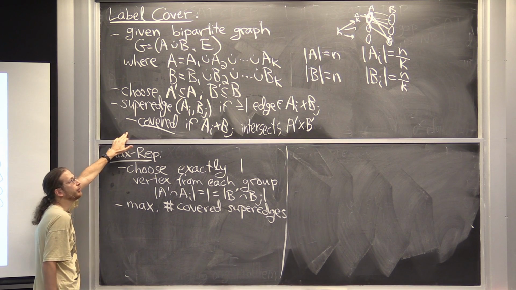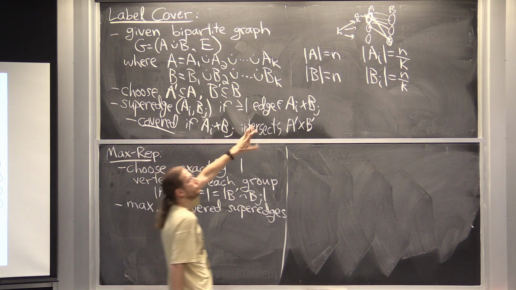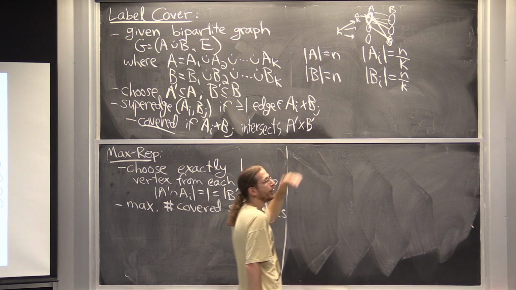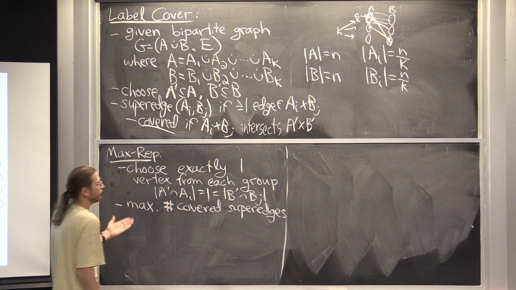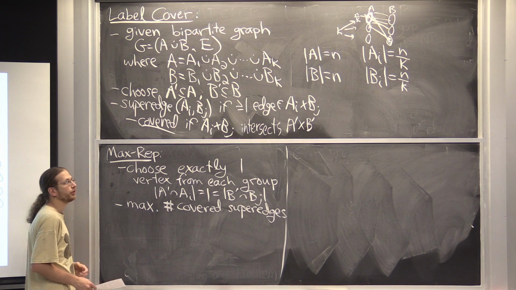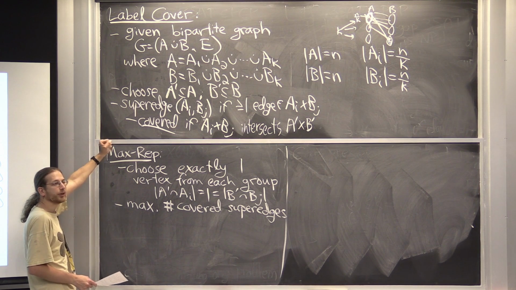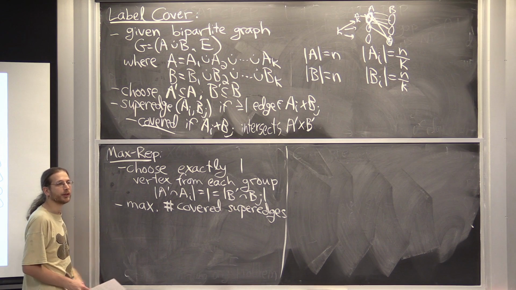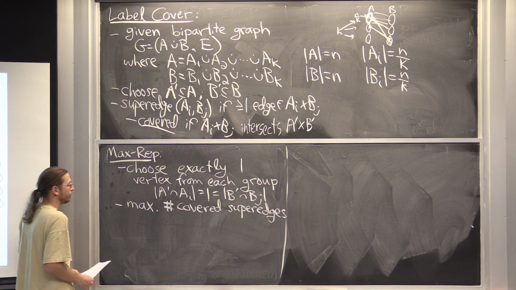If there is an edge in the supergraph from Ai to Bj, you would like to include an induced edge. Like there should actually be an edge between the label you assign to Ai and the label you assign to Bj. So that's this version.